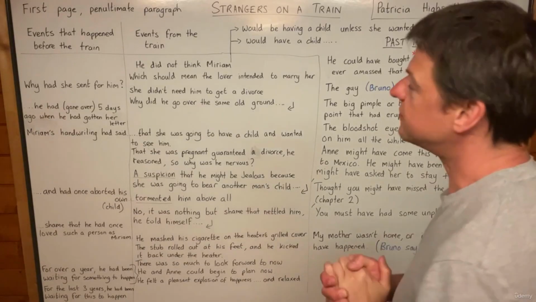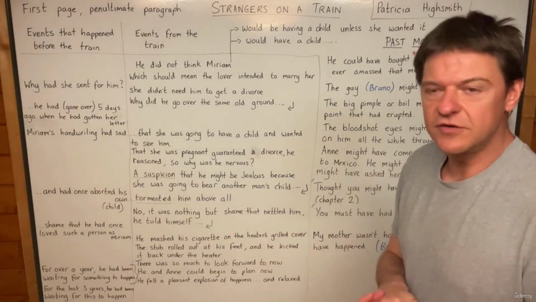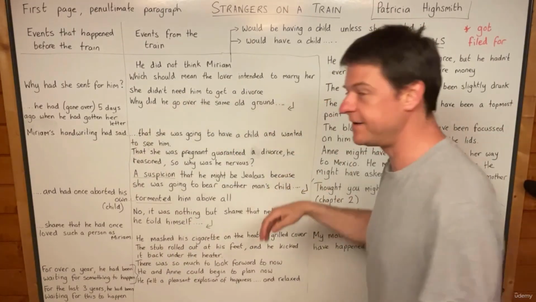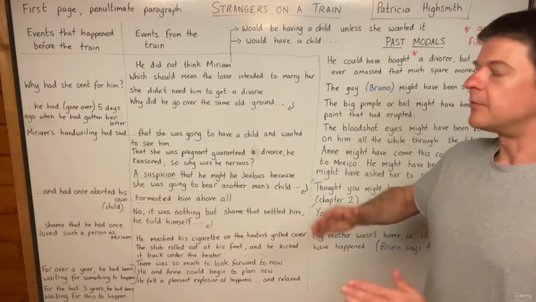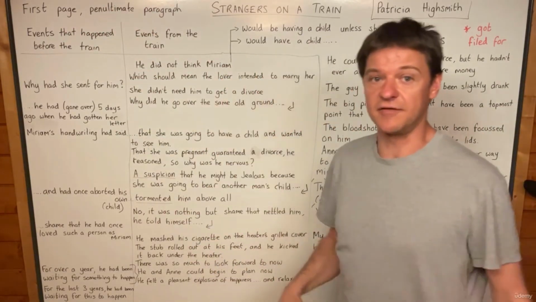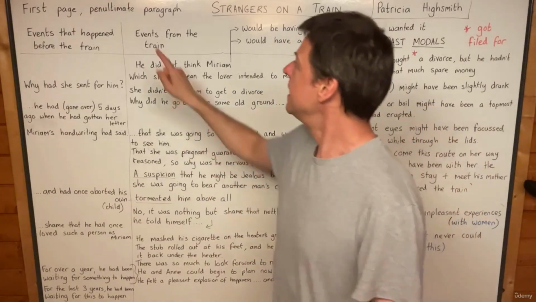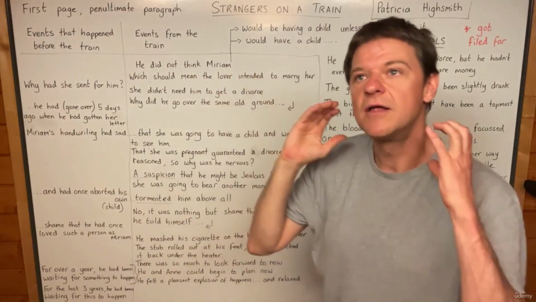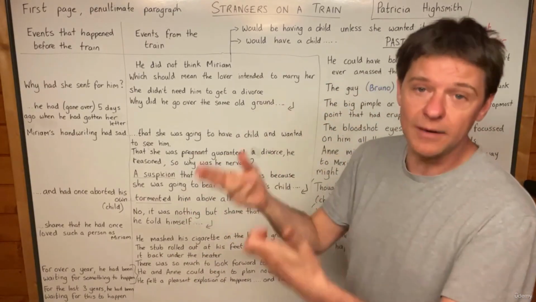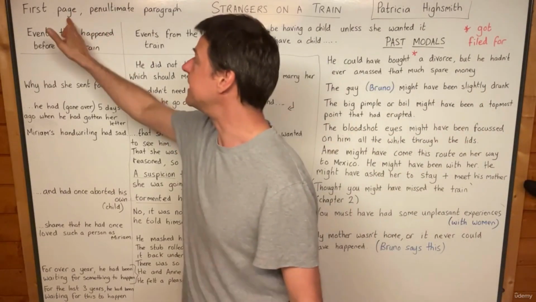Okay, welcome to today's class. Today we're going to focus on the novel Strangers on a Train by Patricia Highsmith. It's a crime novel, and we're going to focus on the first page, the penultimate paragraph. So chapter 1, first page, and penultimate means the one before last. So not the last paragraph, but the one before the last paragraph on page 1.